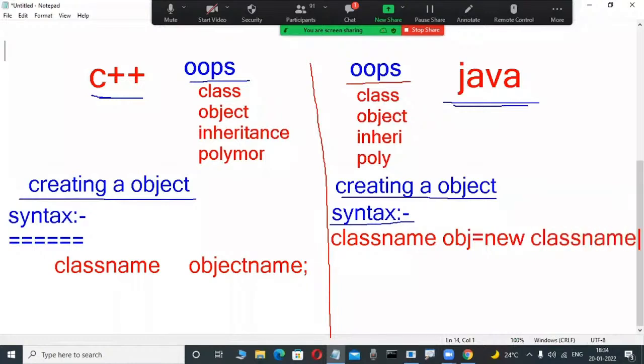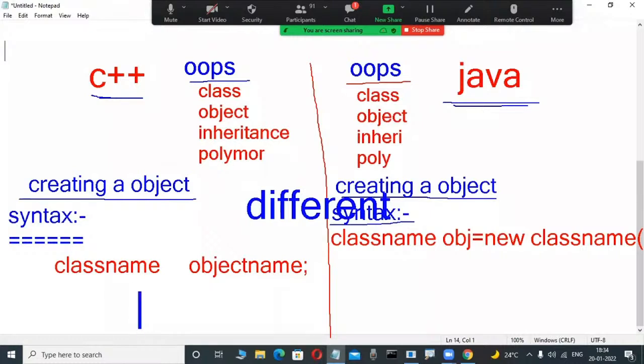Is there some other syntax or not? Yes, observe here. That's why these two languages are syntactically different or the same? Different. Syntactically different. Conceptually, OOP concepts are the same, but syntactically different, and the functions are also totally different.